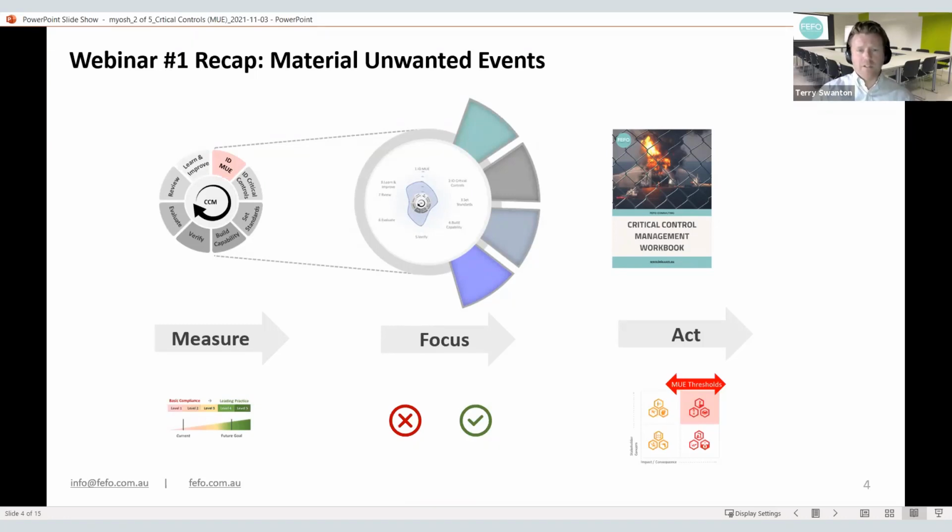Last week, we also looked at the critical control terminology and the importance of getting that right early on. If the terminology is not across the organisation early on, this can lead to some issues down the track. So it's best to get that right early.